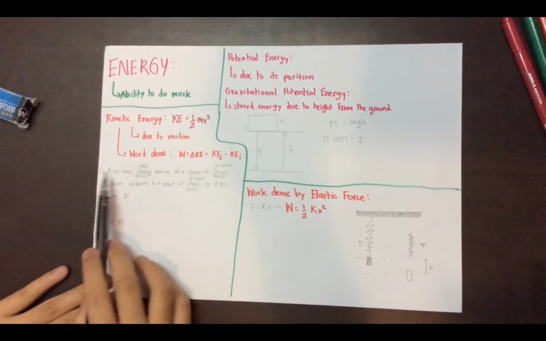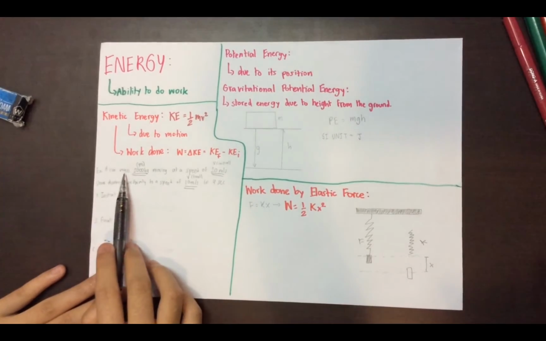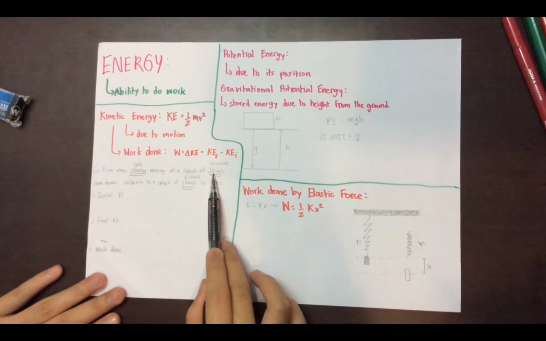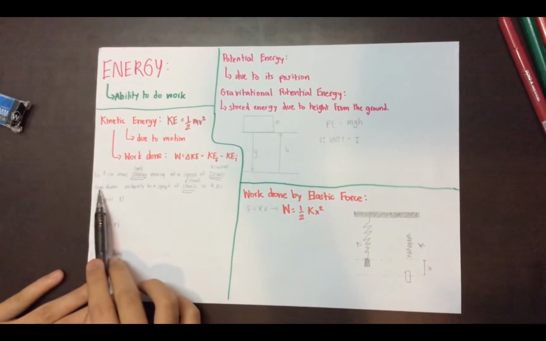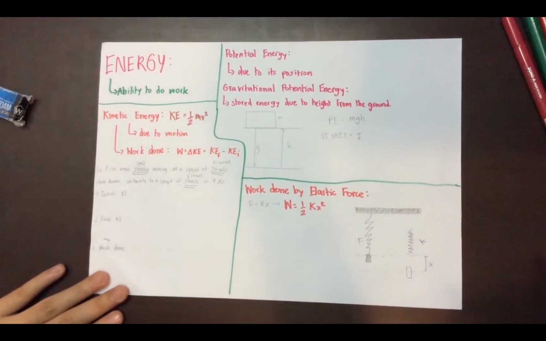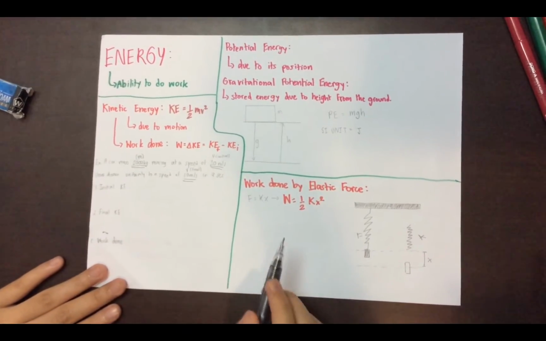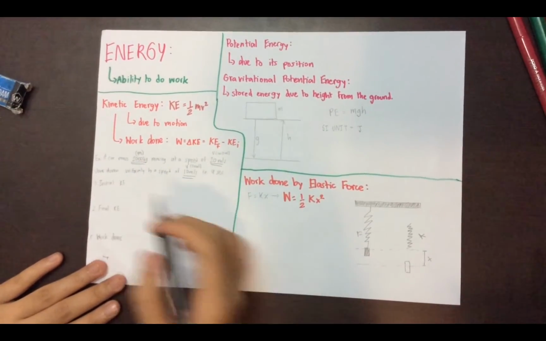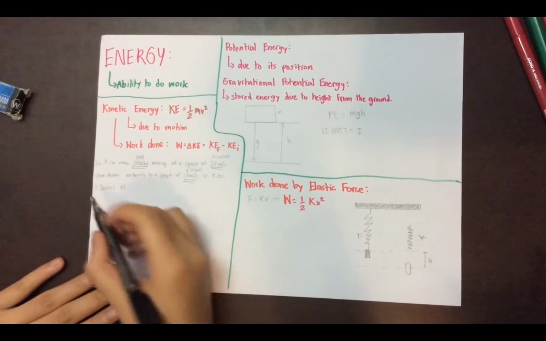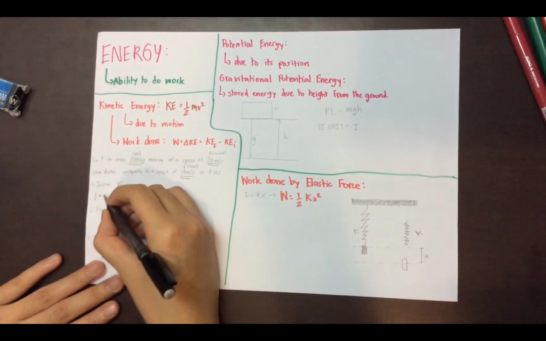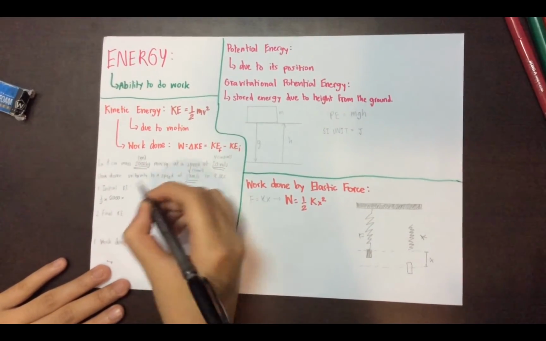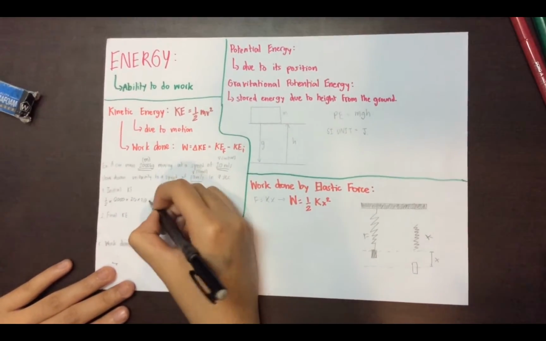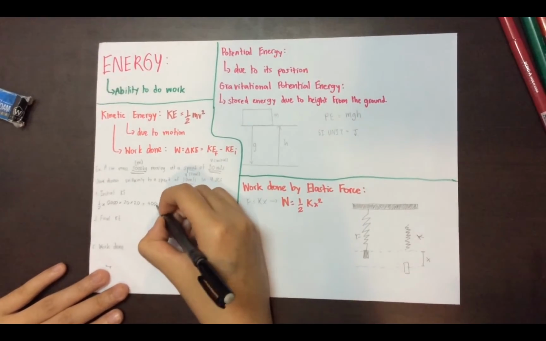So we look at the example. A car of mass 2,000 kg is moving at a speed of 20 meters per second and slows down uniformly to a speed of 10 meters per second in 4 seconds. So we need to find the initial KE. We use the formula 1/2 mv squared. It will be 1/2 times 2,000, and v initial is 20. So we will get the initial KE.